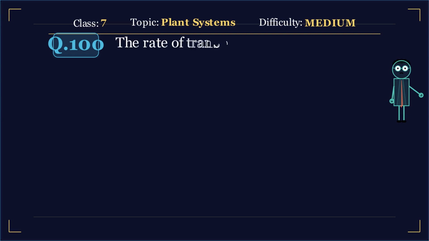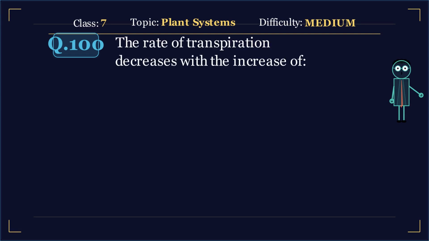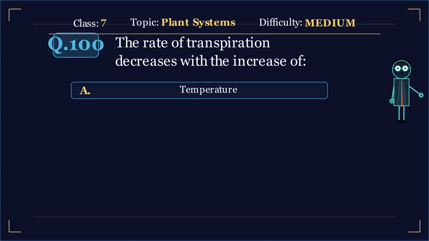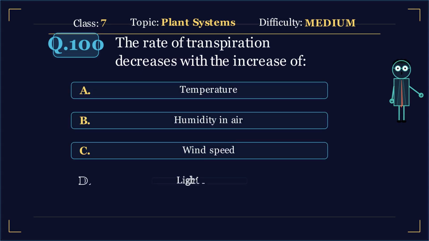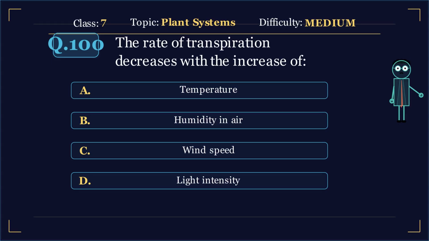Question 100. The rate of transpiration decreases with the increase of: Option A, temperature. Option B, humidity in air. Option C, wind speed. Option D, light intensity. The correct answer is option B.